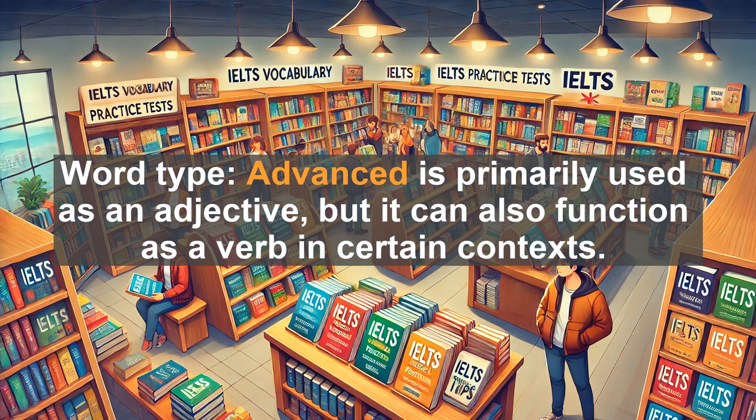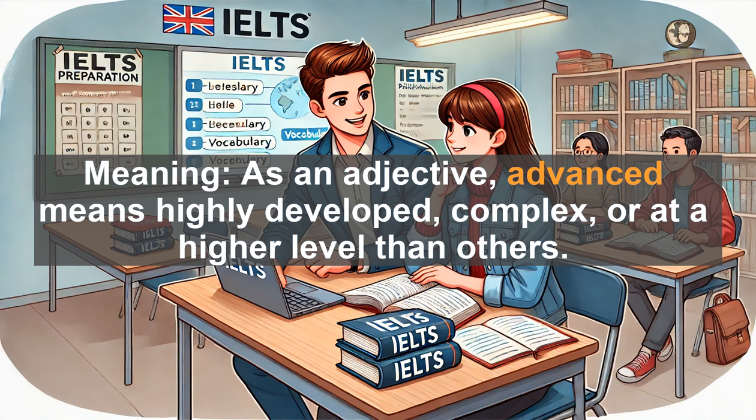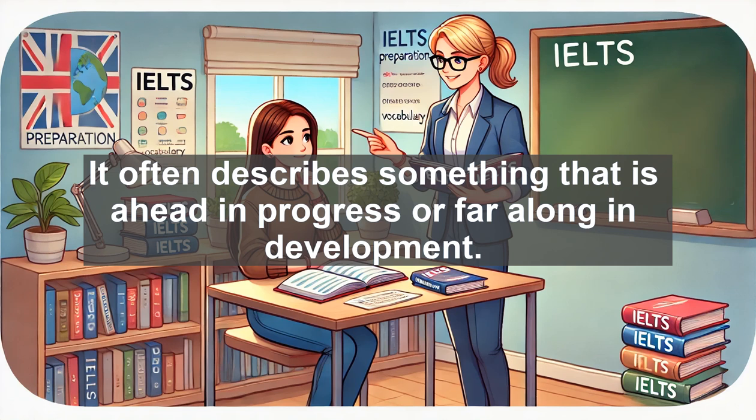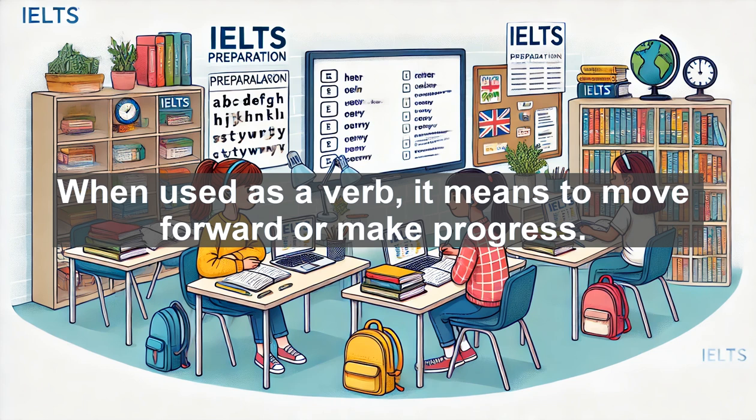Word type. Advanced is primarily used as an adjective, but it can also function as a verb in certain contexts. Meaning: as an adjective, advanced means highly developed, complex, or at a higher level than others. It often describes something that is ahead in progress or far along in development. When used as a verb, it means to move forward or make progress.